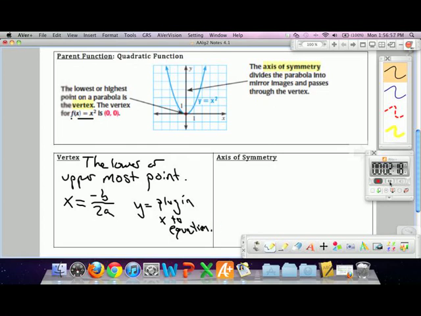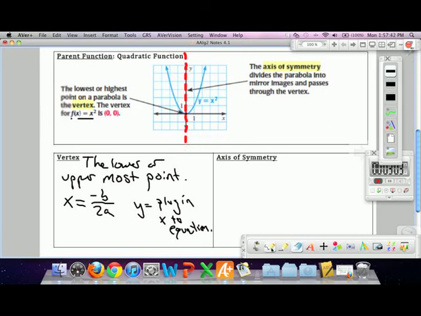The axis of symmetry is the other nifty feature of a quadratic. In the parent function, the axis of symmetry is the line x equals 0. It's the line that divides our parabola into two equal parts, two very symmetrical parts, hence axis of symmetry. Every point is mirrored on either side of this axis of symmetry. And what's awesome is that the axis of symmetry is pretty easy to find if you know what the vertex is.